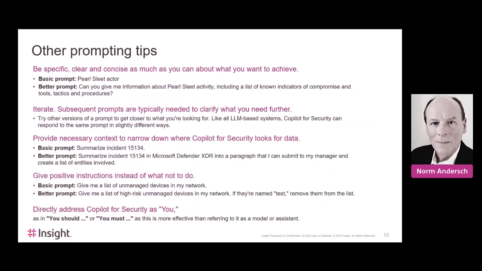But there's other prompting tips that you have to understand in order to get the most value out of Copilot for Security. You need to be specific, clear, and concise. Coming up with a basic prompt that says Pearl Fleet actor, it certainly can make sense of that, but the sense it makes out of it may not be exactly what you're interested in. A better prompt would be, can you give me information about Pearl Fleet activity, including a list of known indicators of compromise and tools, tactics, and procedures? That really starts to narrow it down about what Copilot needs to be bringing back to you, instead of just anything it happens to find about Pearl Fleet actor.